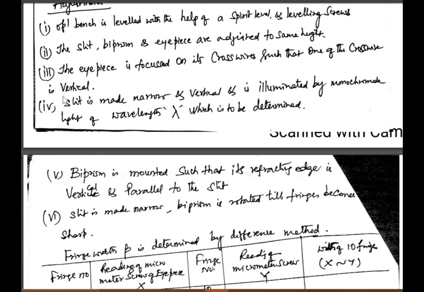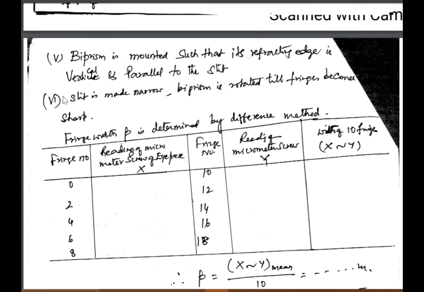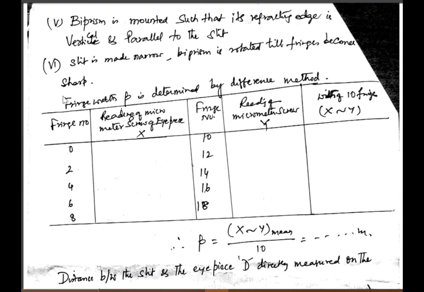The vertical cross wire is a reference to take the readings. And the fourth adjustment is the slit is made narrow and vertical and is illuminated by the monochromatic light, that is sodium vapor lamp of wavelength lambda, which is to be determined. And the fifth adjustment is the biprism is mounted such that its refracting edge is vertical and parallel to the slit. And the sixth adjustment is the slit is made narrow, biprism is rotated till the fringes become sharp.